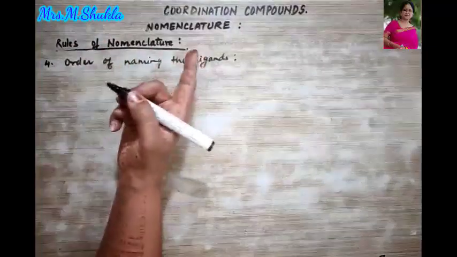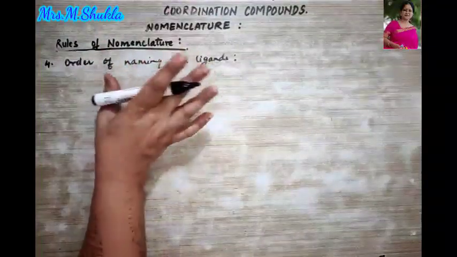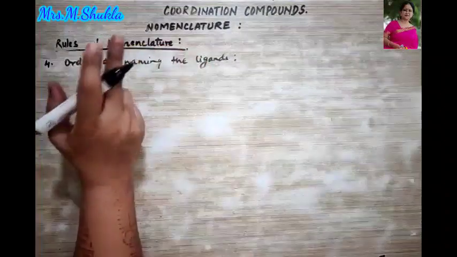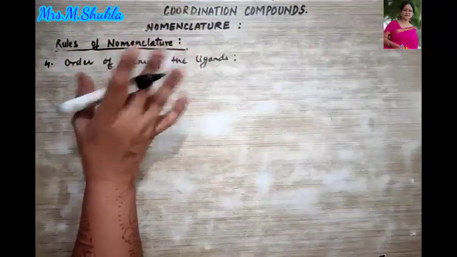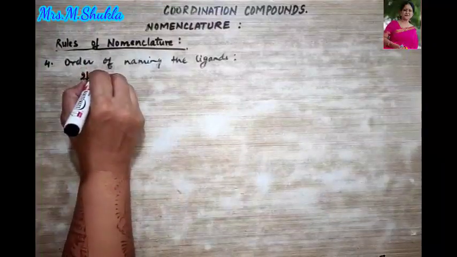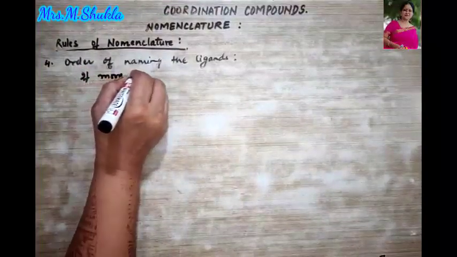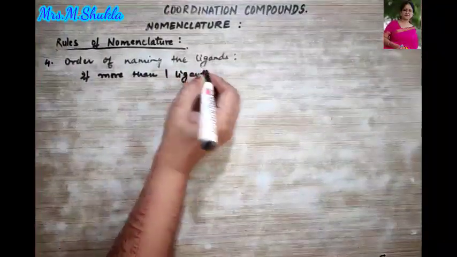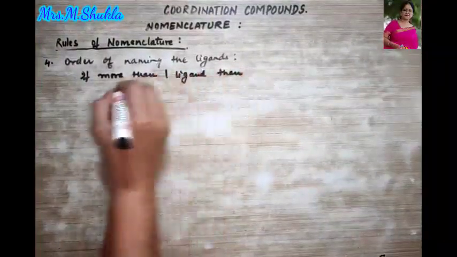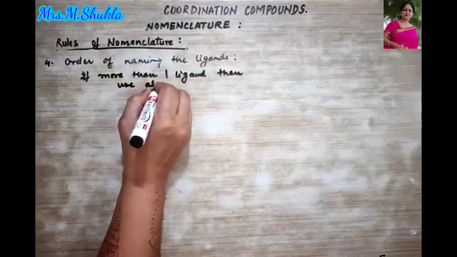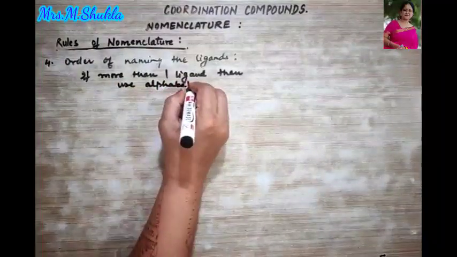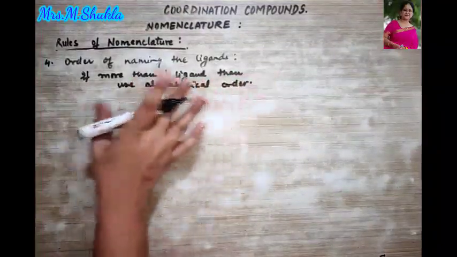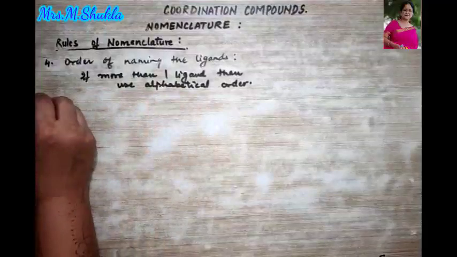So if there is one ligand, then obviously one has to be written, but if there is more than one ligand, then they have to be named according to the alphabet. So I'm writing over here, if more than one ligand, then use alphabetical order. Okay, just now I'm going to give you an example and explain, things will be clear.